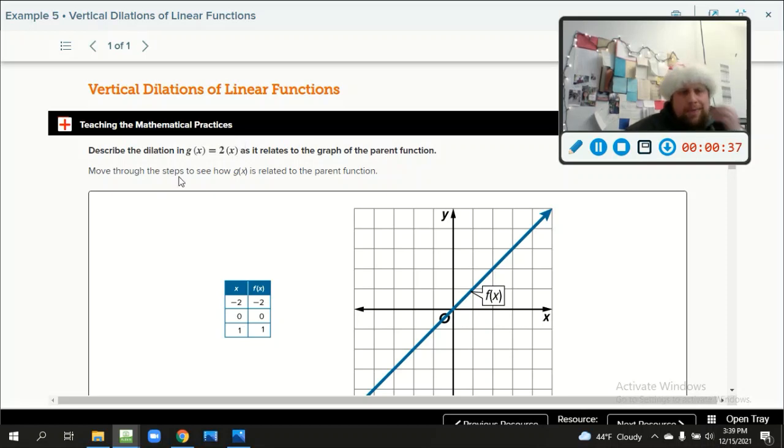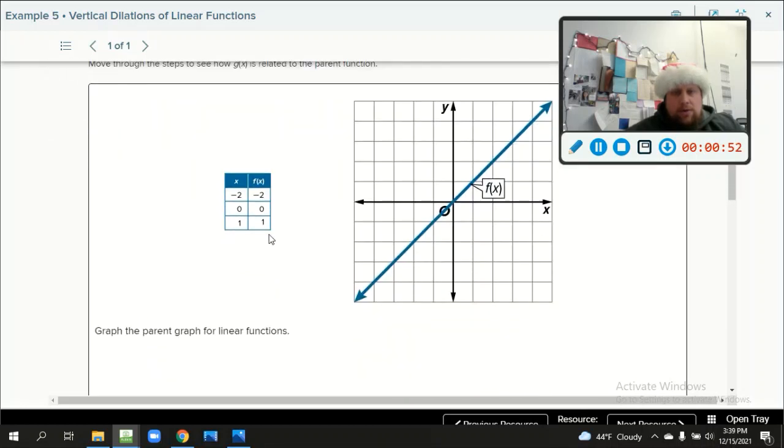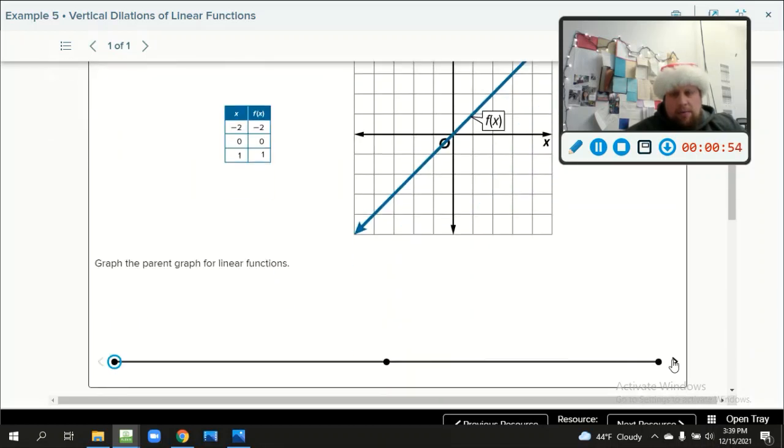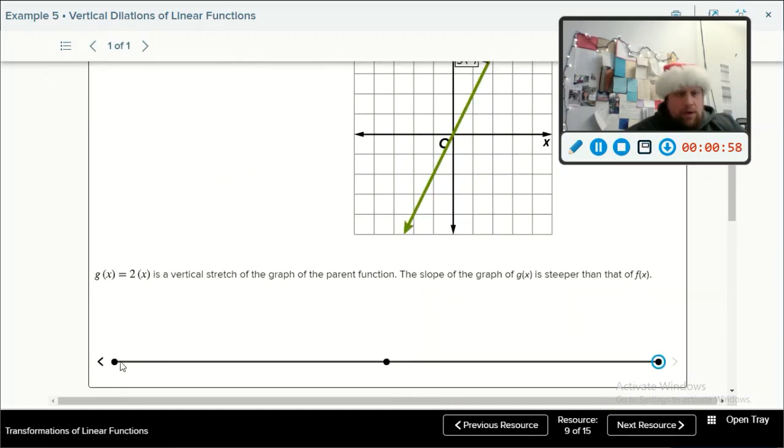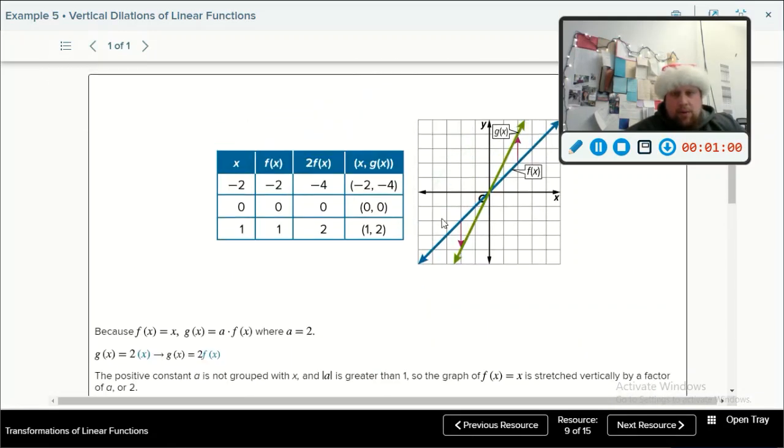It says, describe the dilation in g of x equals 2 times x as it relates to the graph of the parent function. Move through the steps to see how g of x is related to the parent function. All right, so what do we see right here? We had our original f of x, and when we multiplied it times 2, it made it steeper, which we talked about in our notes.